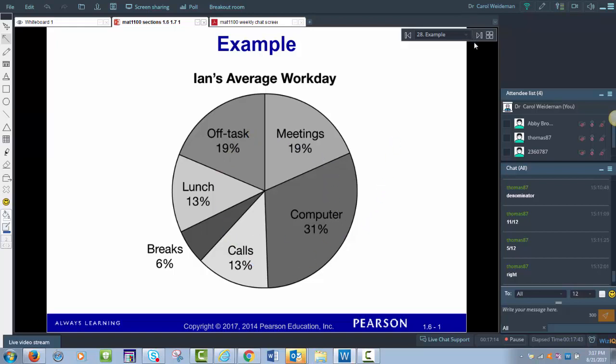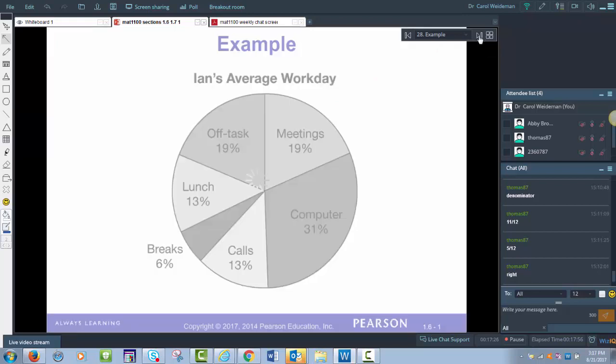So the pie chart now tells me he spends the largest chunk of his time on computers, an equal amount on meetings and off tasks. Lunch and calls are the same percent, and then breaks is the smallest percent. So, a nice display of his average workday.